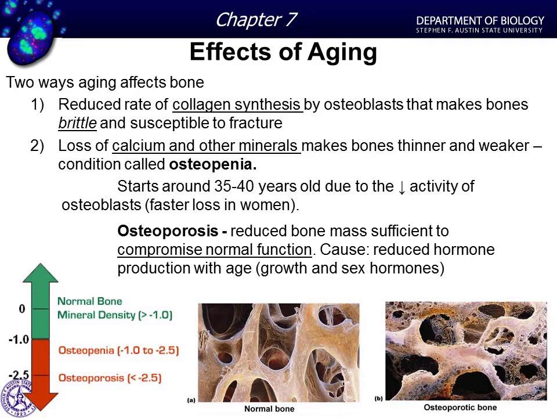But the brittle bones happen because there's not as much collagen being replaced by the osteoblasts in this whole restructuring process. And without collagen to give the flexibility, the bones become brittle. It's like taking the rebar out of the concrete.